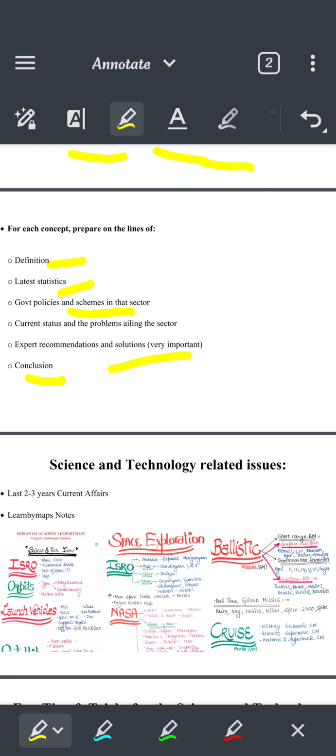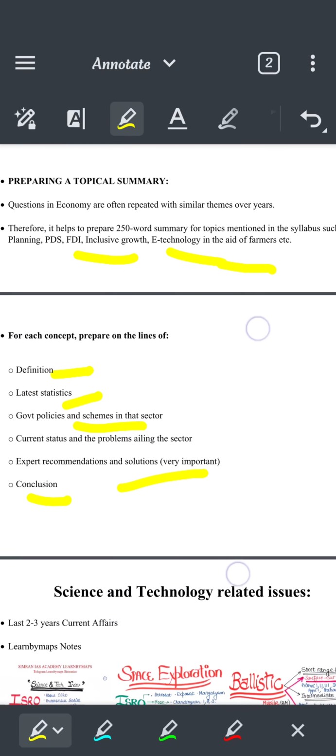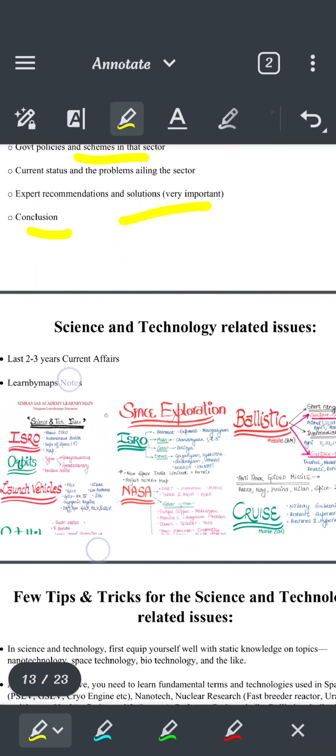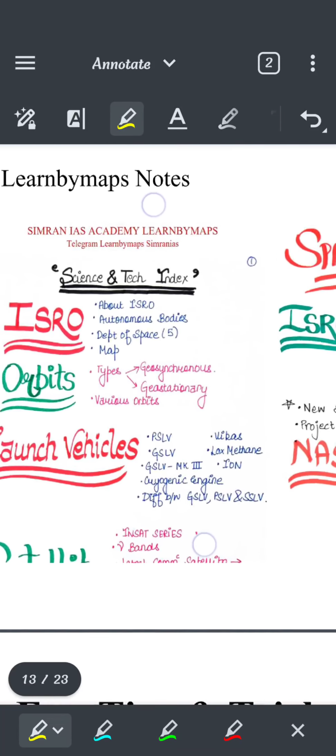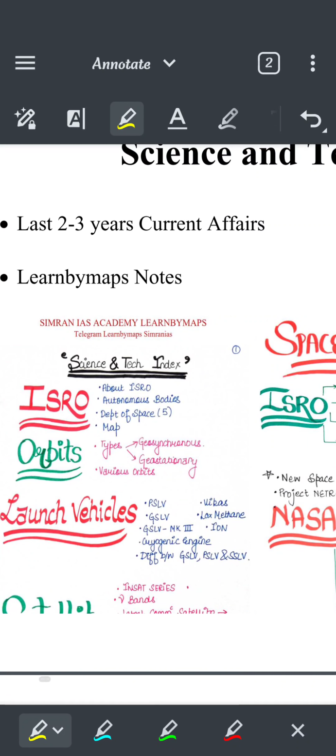For that, as we have told, you have to properly analyze the last 2-3 years' current and contemporary topics which have been in news, which have aided to improve the ease of living of citizens. They are very, very important. And also the Learn by Maps notes you can refer to get the understanding and doing the analysis of various topics. So science and technology index is there, ISRO, orbits, launch vehicles, etc.